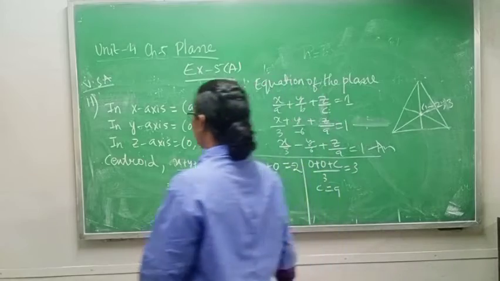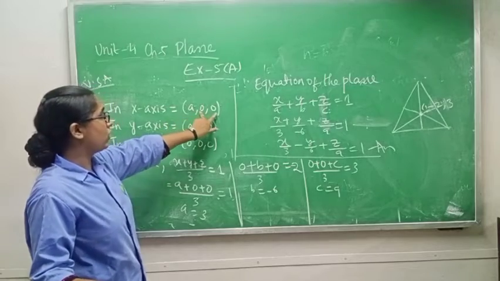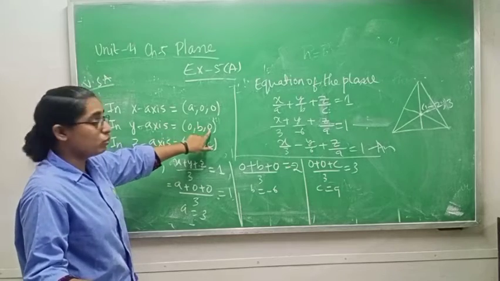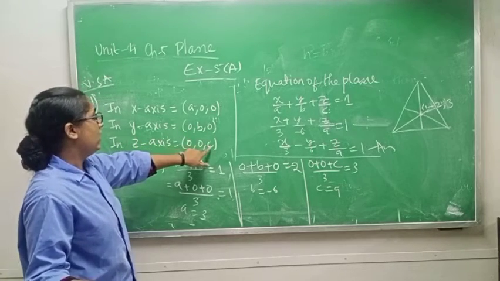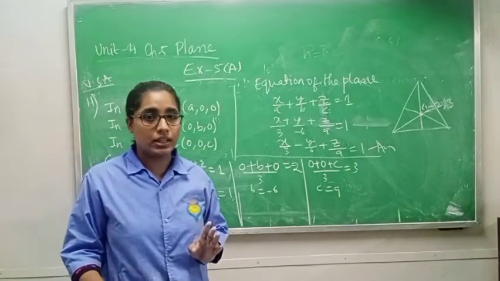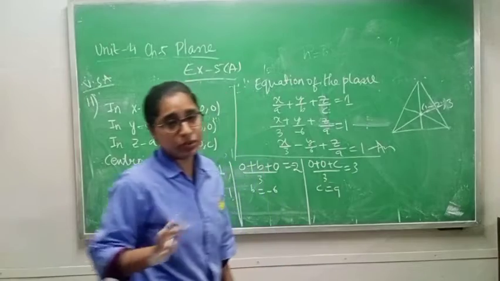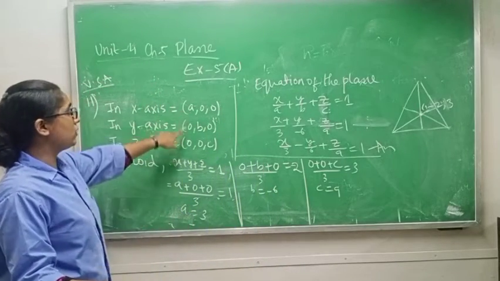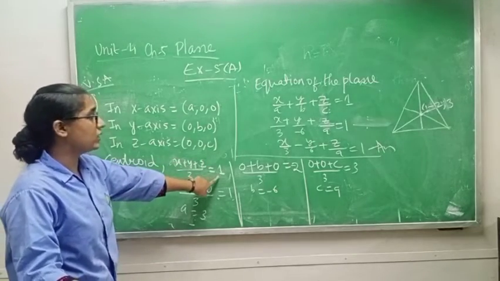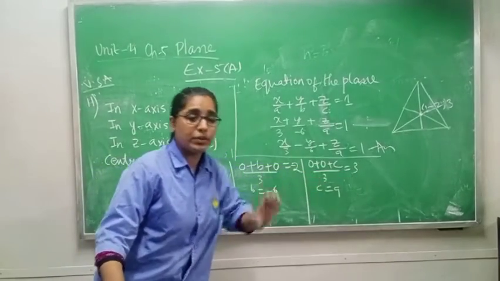When a centroid question comes to you, you know that in the x-axis the coordinate will be A and the rest of the 2 will be 0. In the y-axis it will be B and the rest of the 2 will be 0. And in the z-axis it will be C and the rest of the 2 will be 0. Now the centroid formula is x plus y plus z by 3, and here the centroid is given 1, minus 2, 3. So 1, minus 2 and 3 you will do separately.